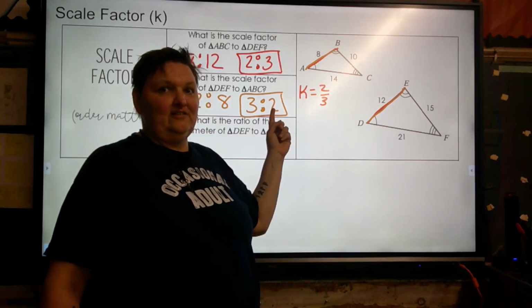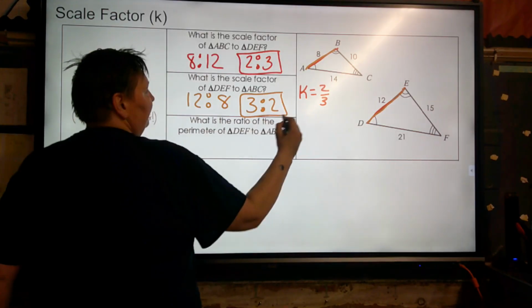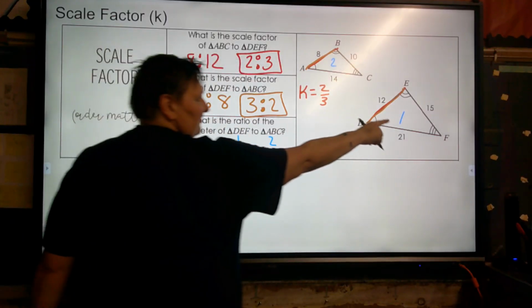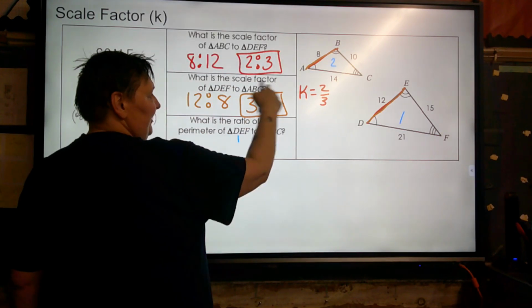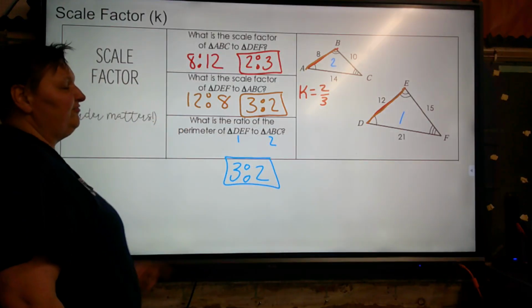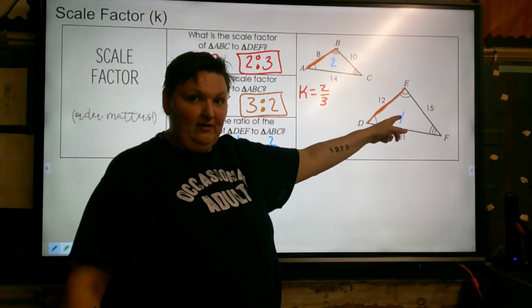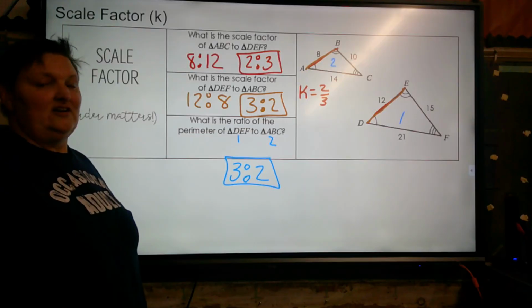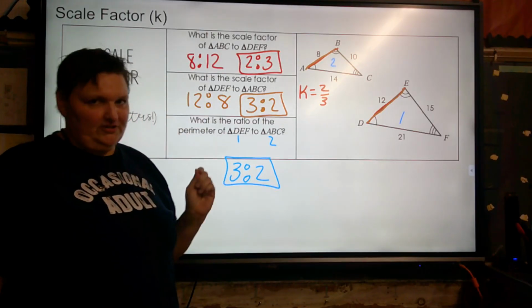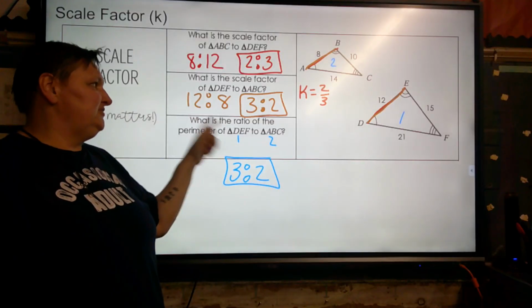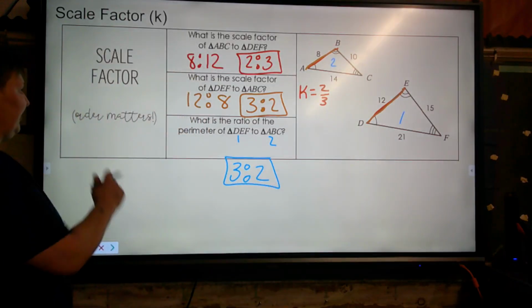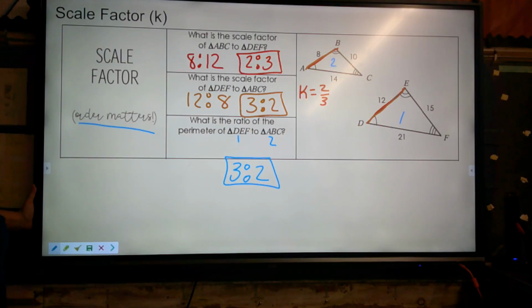It's the same answer. If they wanted you to go 1, 2, which they did, this one to this one, then this is your answer. If they wanted you to go from smaller to bigger, this would be your answer. You already have the answer. You just have to make sure you're getting it from the right triangle first. This says do triangle DEF to triangle ABC. Just make sure you're going in the right order, and you'll already have your answers.